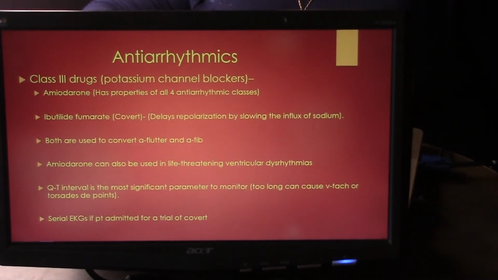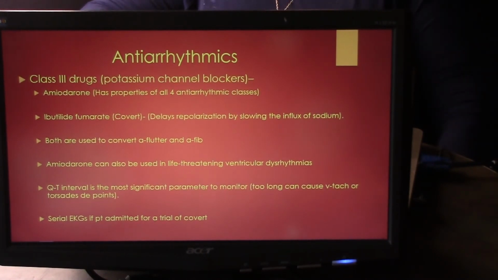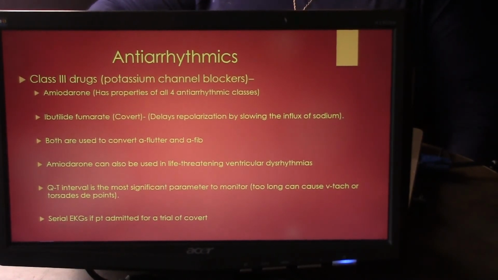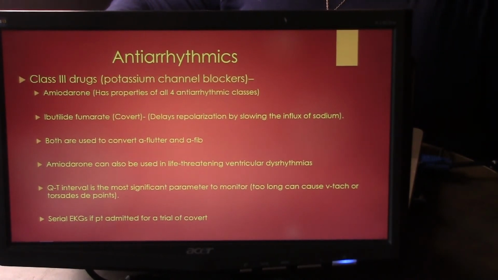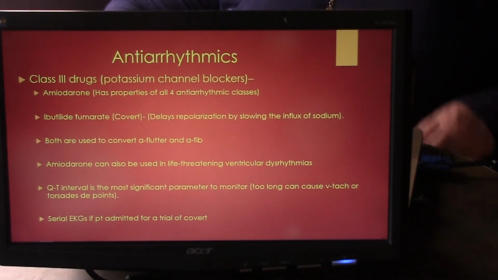Corvert you will see more frequently for converting patients from AFib to normal sinus rhythm. It does this by delaying repolarization, by slowing the influx of sodium. And regardless, the QT interval for these drugs is the most significant parameter to look at and to monitor, because too long of an interval, greater than 0.50, or QTc greater than 0.44, can cause sudden VTAC, torsades.